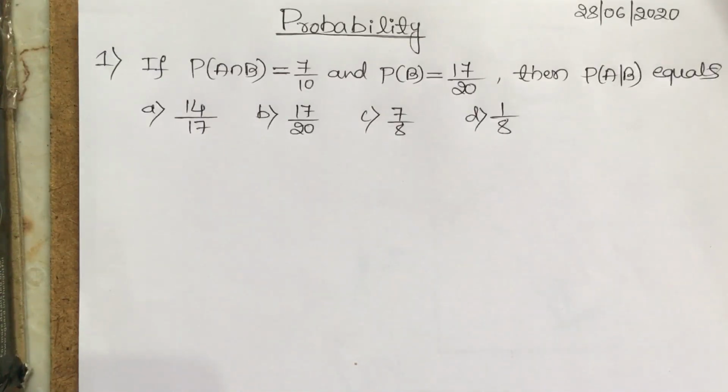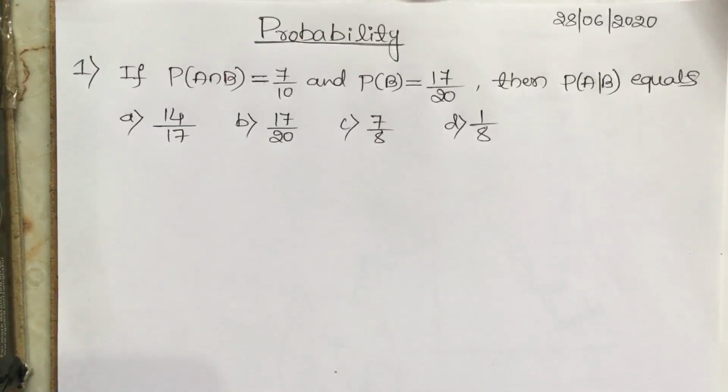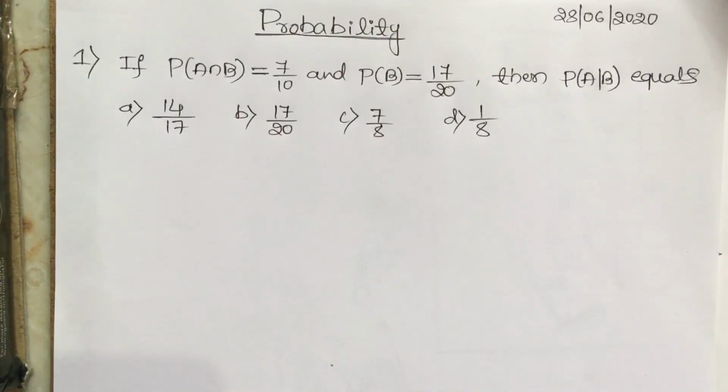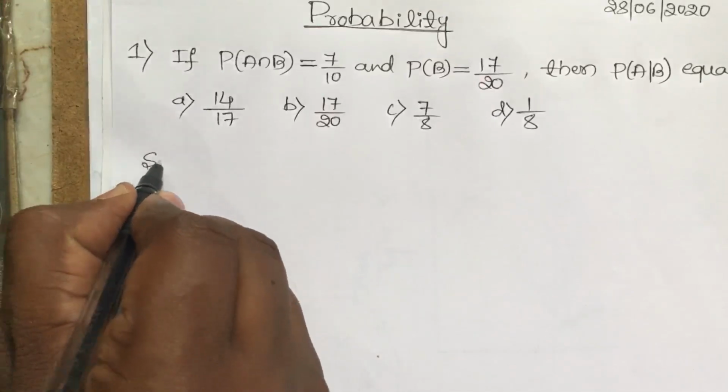The first question is: if P(A ∩ B) = 7/10 and P(B) = 17/20, then P(A|B) equals, the four options are 14/17, 17/20, 7/8, and the last option is 1/8. So let us solve this.